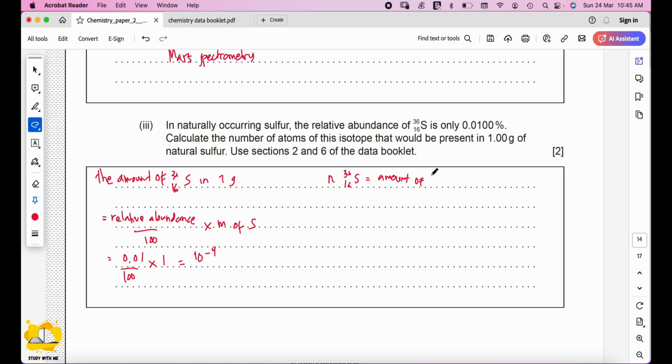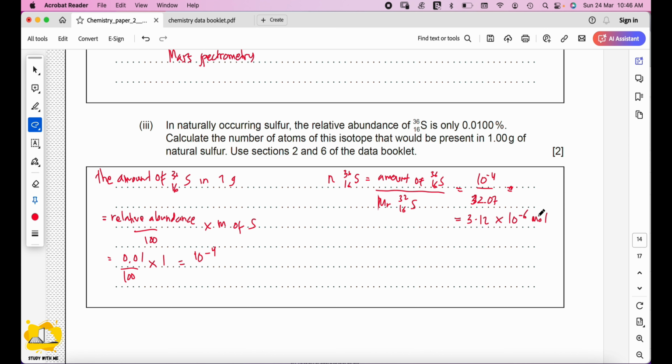amount of this sulfur divided by molecular mass of sulfur, which is 10 to the power negative 4 divided by 32.07, the molecular mass of sulfur, producing 3.12 times 10 to the power negative 6 mole.